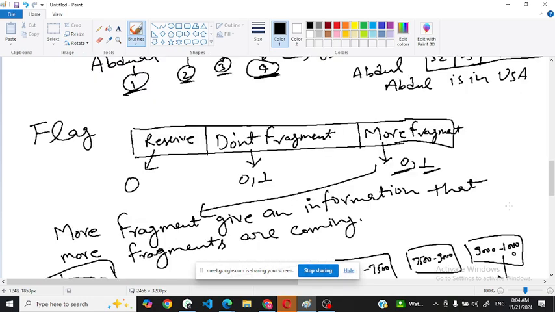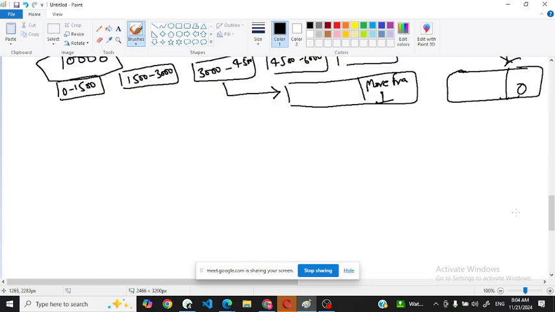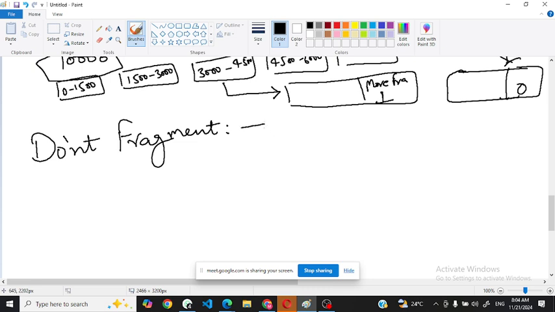So more fragment is clear, and the last flag is don't fragment. What will the don't fragment flag do? So, does anyone know about OSPF? Open Shortest Path First. It is an open link state protocol.